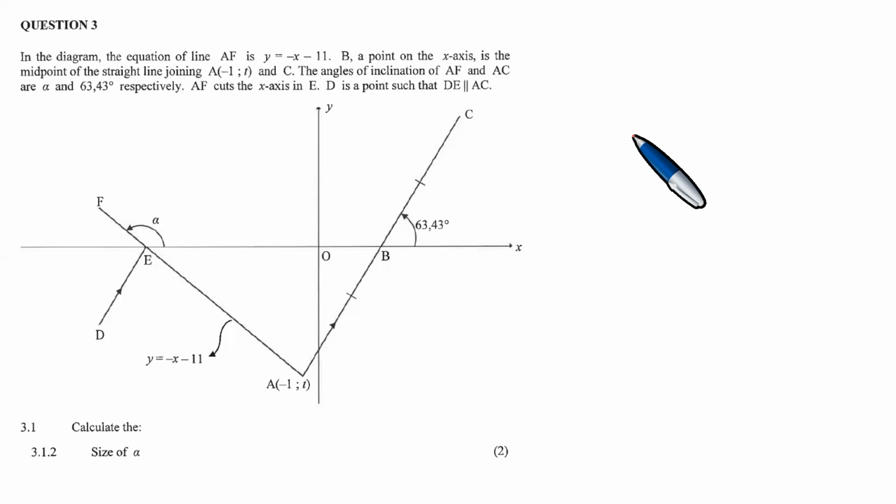Yes, please. I think that angle A is equal to 180 minus the 63.4 because of opposite external angle. Is that correct? Yes, that's right. Okay, that's fine.